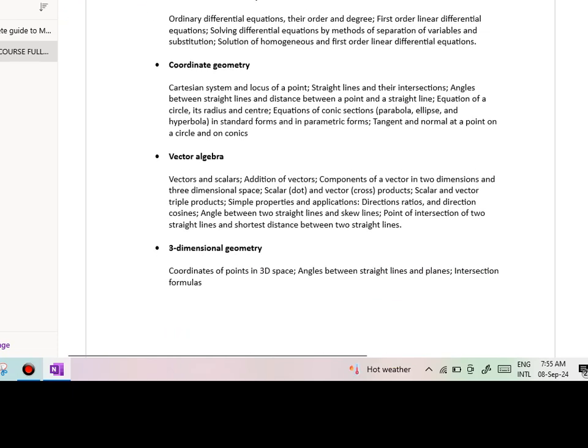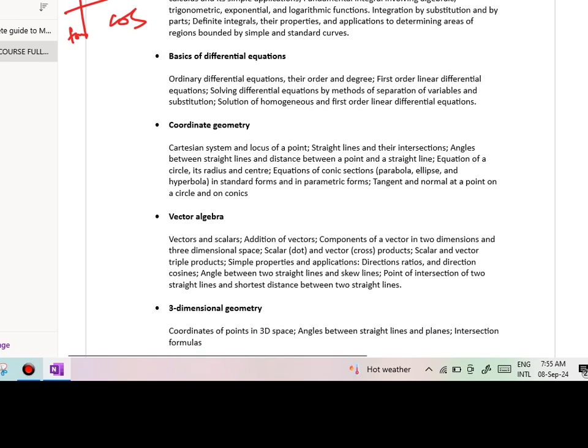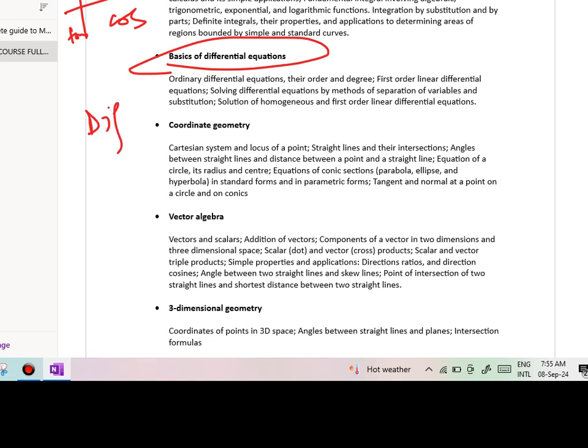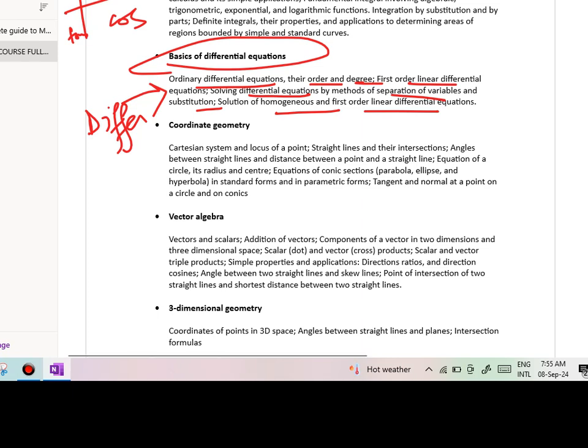Then you have differential equations. Integration is the extension of differentiation. There will be ordinary differential equations, their order and degree, first order linear differential equations, solving differential equations by the method of separation of variables and substitution, and solutions of homogeneous and first order linear differential equations.